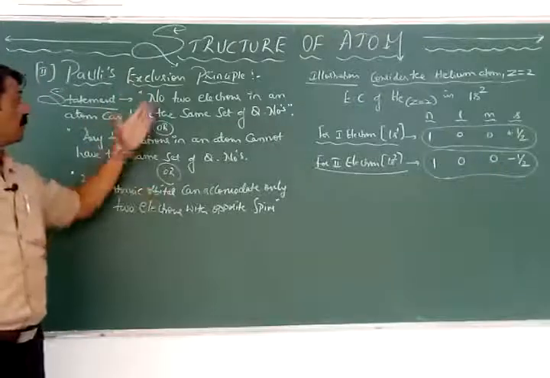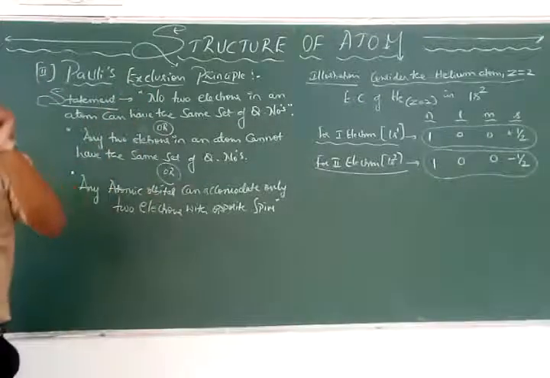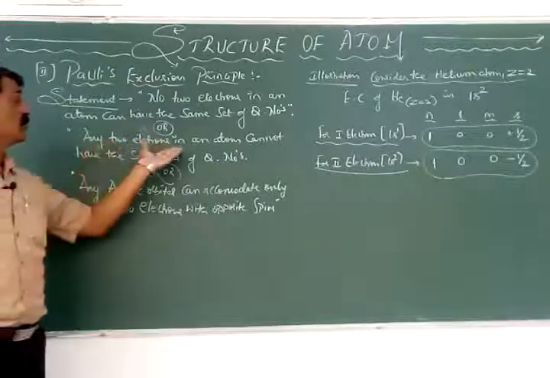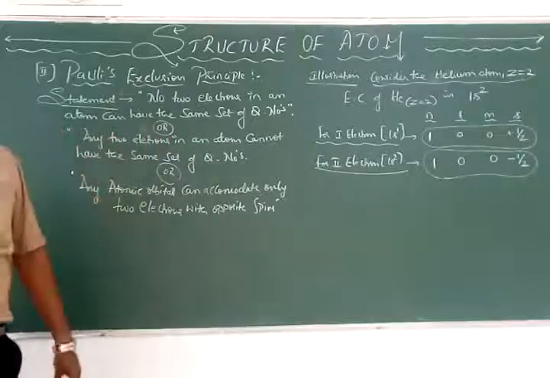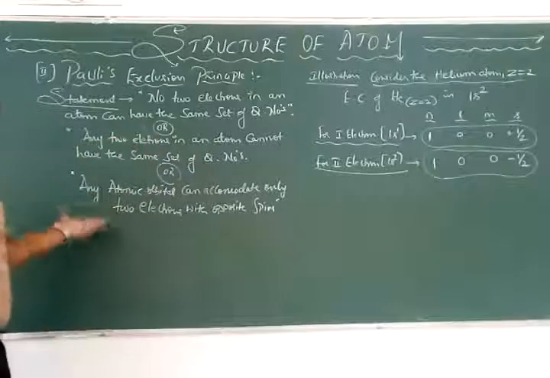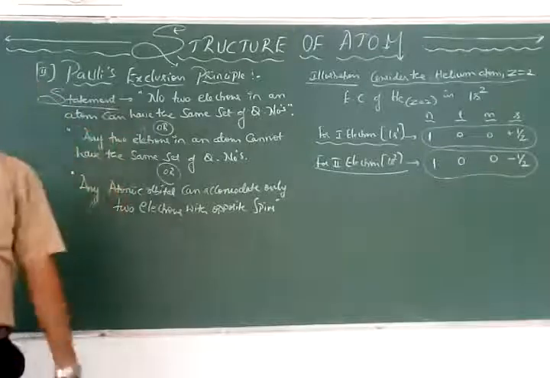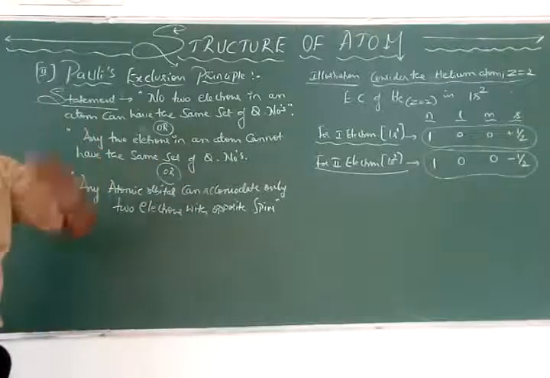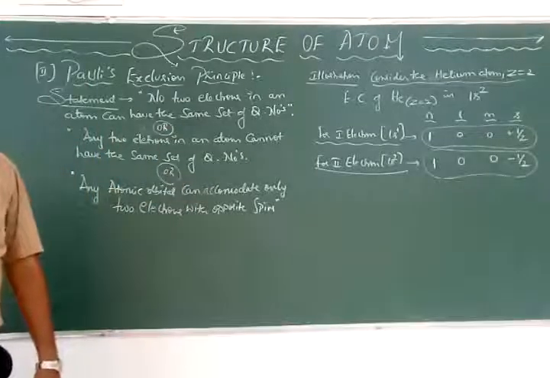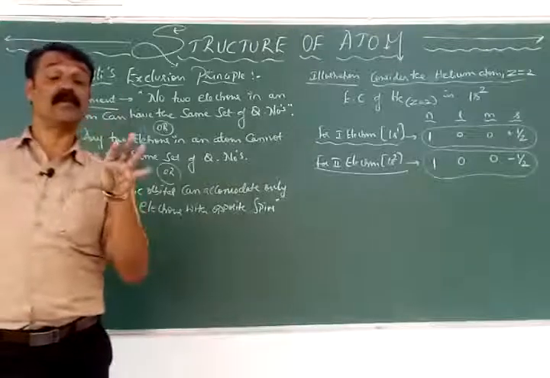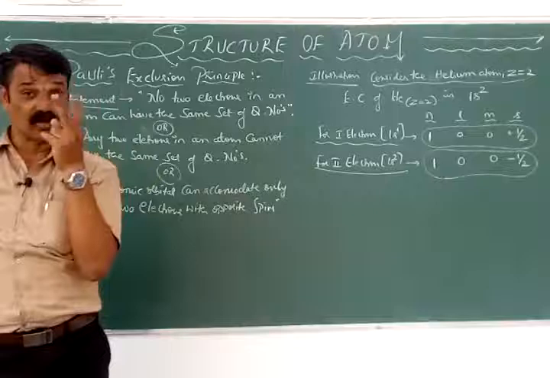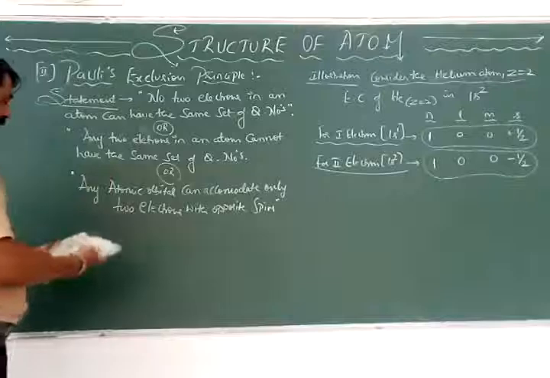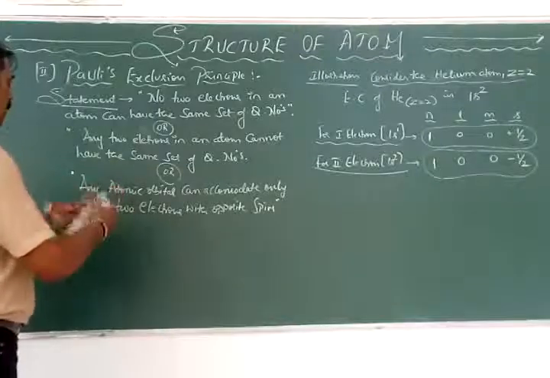What is Pauli's exclusion principle here? We can have 3 different statements. The first one: no 2 electrons in an atom can have the same set of quantum numbers. Any 2 electrons in the given atom cannot have the same set of quantum numbers. Or indirectly, any atomic orbital always accommodates only 2 electrons with opposite spins. We have taken the simplest example, helium, but you can choose any one. Just consider 2 electrons.